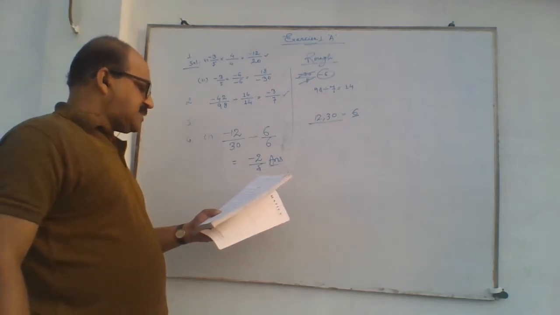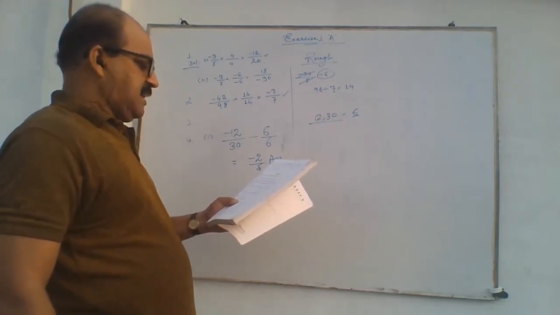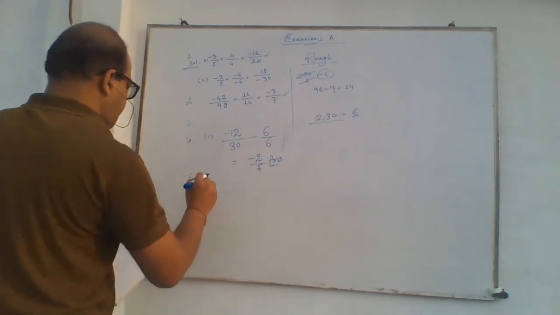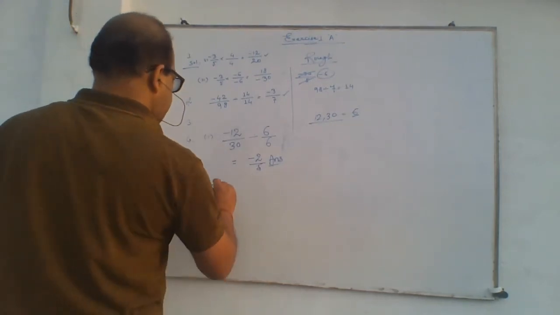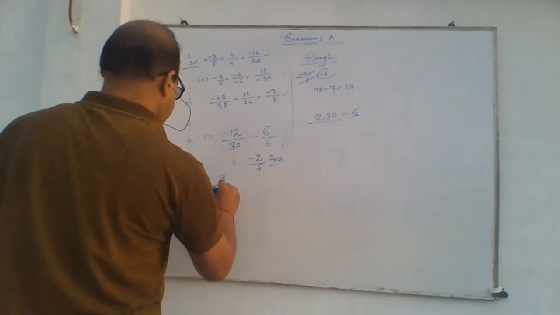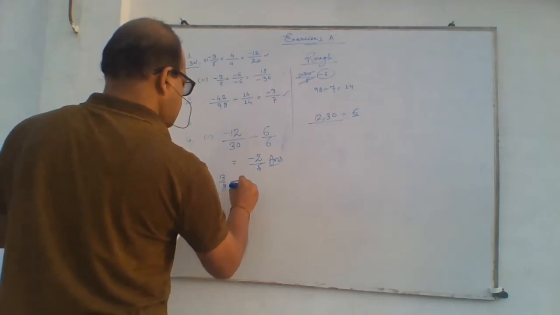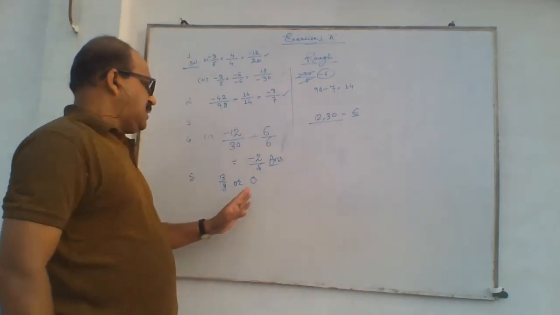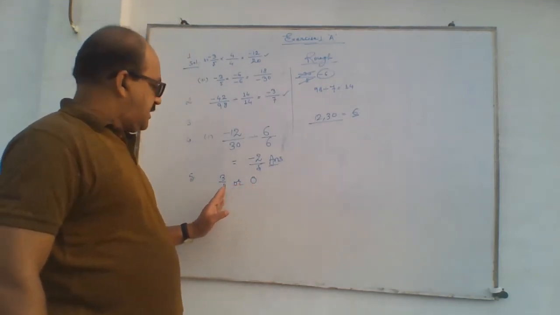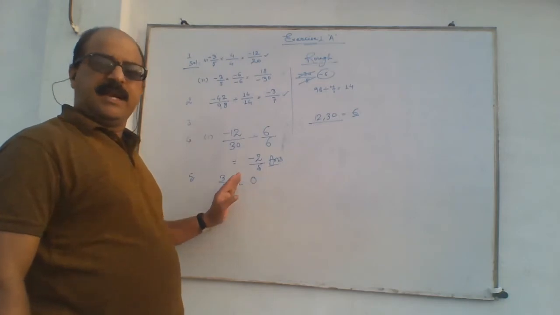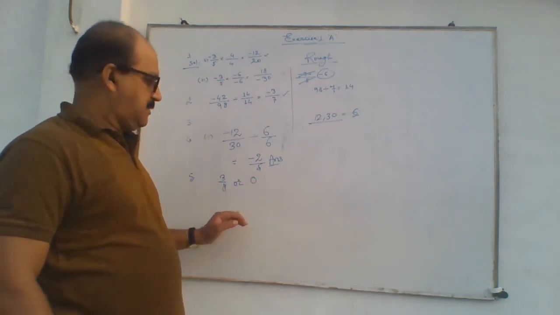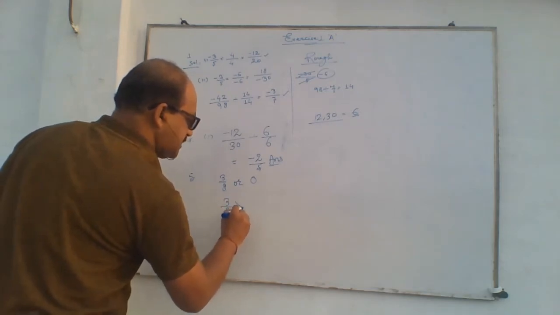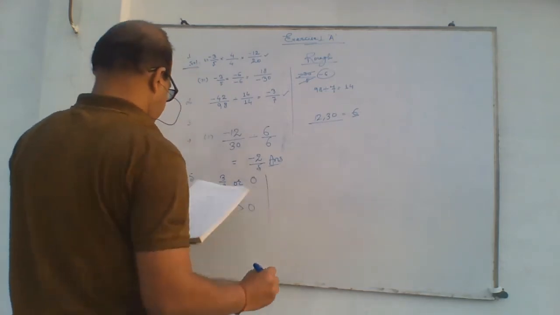Which of the two rational numbers is greater in the given pair? Question number 5. 3 by 8 or 0. Already we know it: 0 is smaller than any positive rational number. So 3 by 8 is greater than 0.